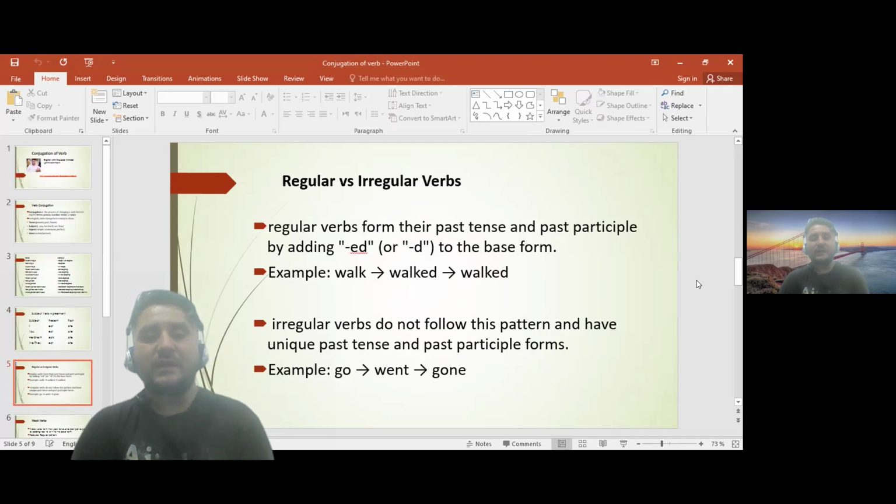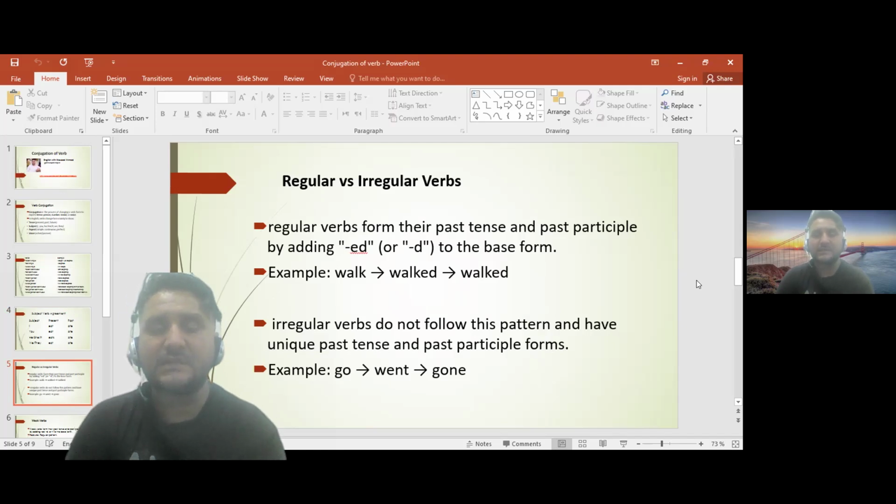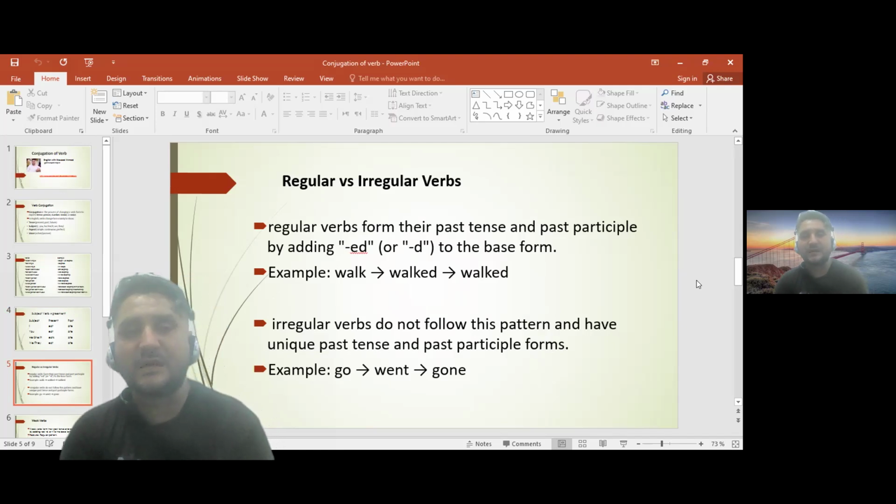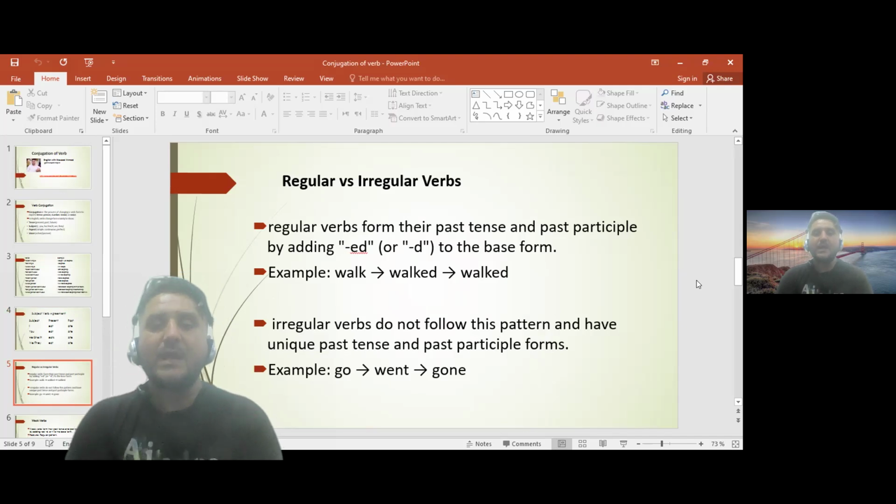Then we have regular and irregular verbs and their role in conjugation. Regular verbs form their past and past participle, where past refers to the second form and past participle refers to the third form, with the addition of suffix d or ed to the base form. Base form refers to the first form of verb. Examples in point: walk, walked, and walked.